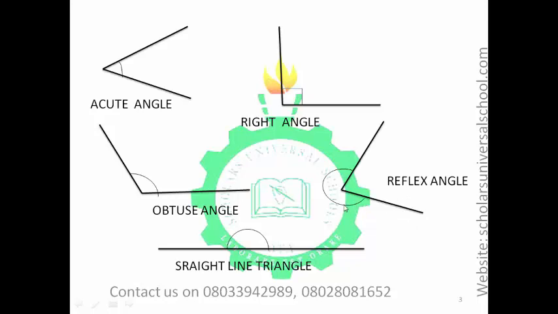Angle like 264, 250 degrees, 330 degrees. So, all those ones are examples of reflex angle. Angle at straight line. That is, angle on a straight line. We refer to it as what? Angle at 180 degree. It is not triangle, just a straight line angle, please.